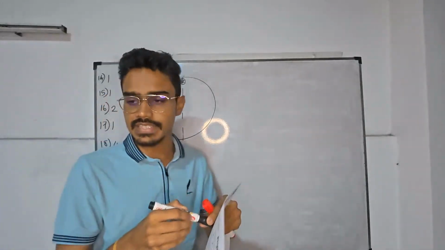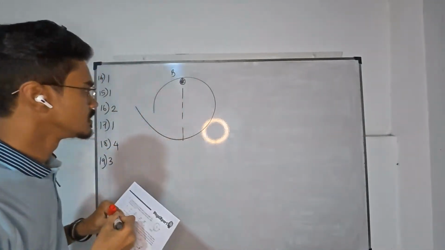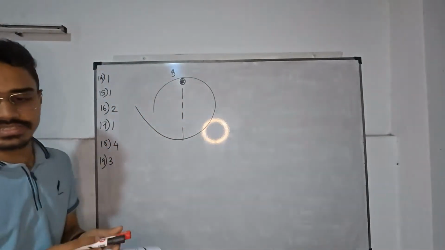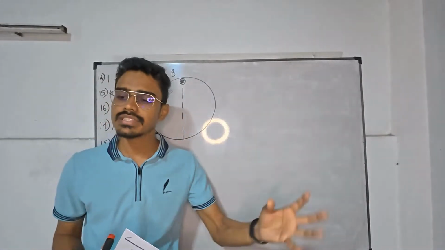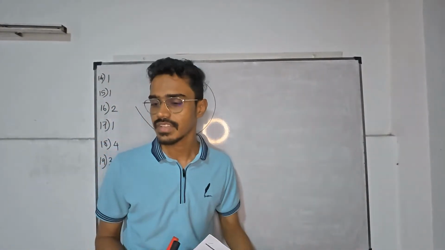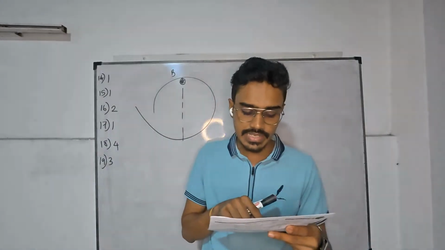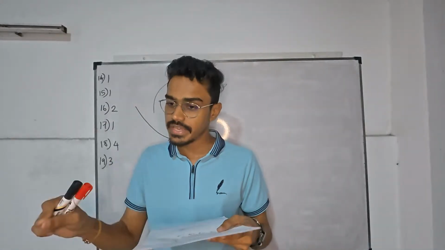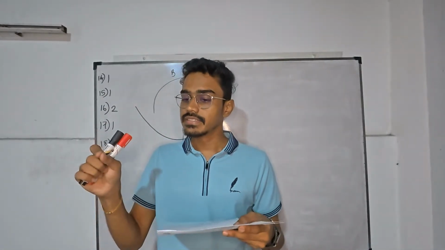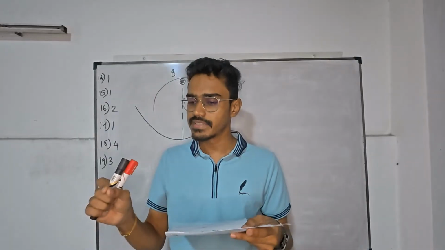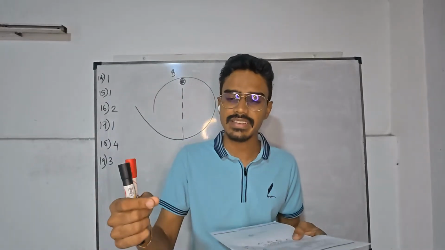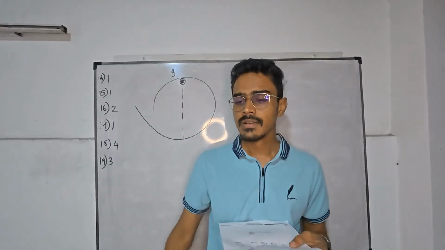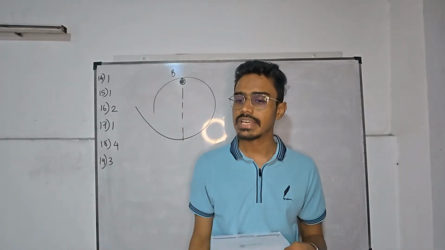That is the keyword. That is the hint. Just touches means it's going to leave the surface at that point. It is clearly given: the ball just touches point B. If it just touches point B, it is going to leave the surface at the very next split of time.